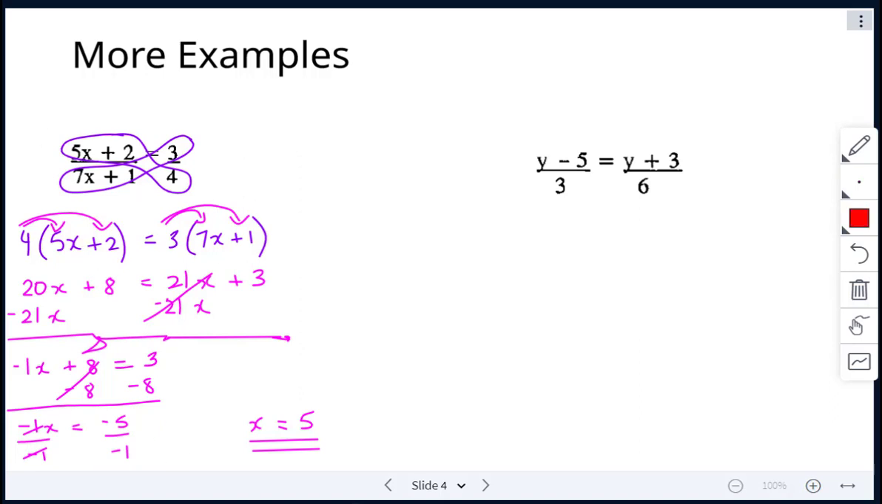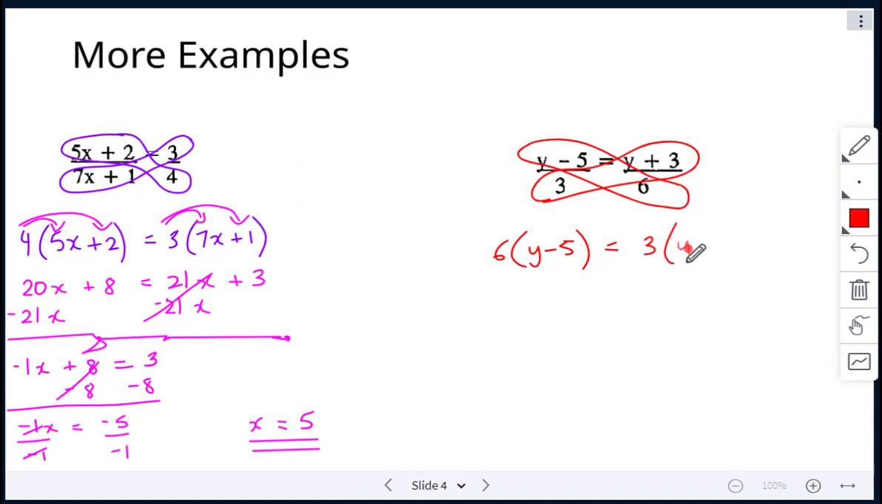All right, so our next example, again, we're going to use cross multiplication. Make sure to use brackets. So we have the 6 multiplying by the y minus 5. And then we have this 3 multiplying by the y plus 3. We're putting it on the other side. All right, once you've gotten to this step, you can go ahead and use distributive property to multiply these brackets.